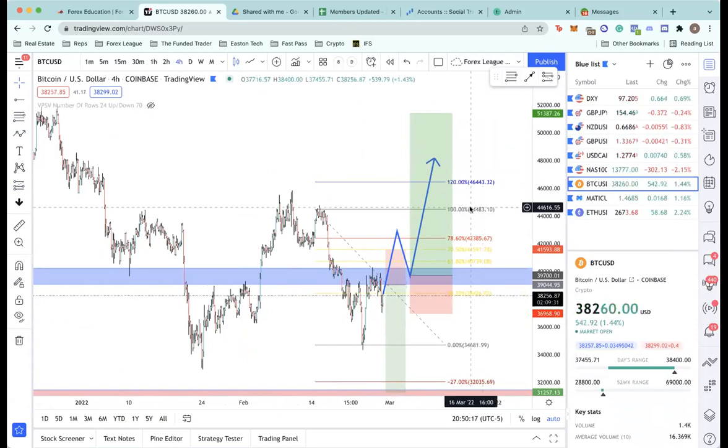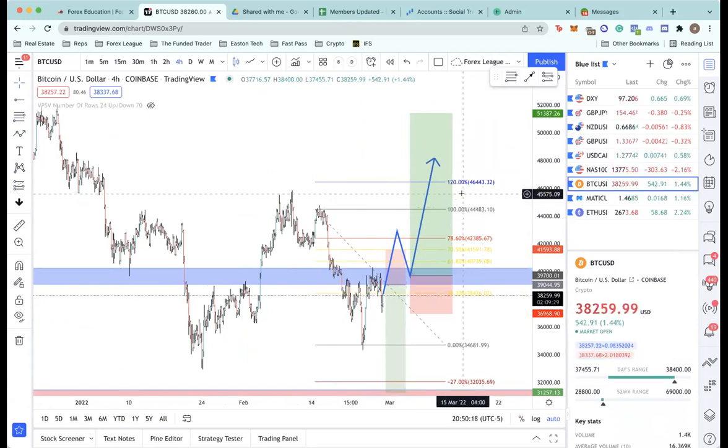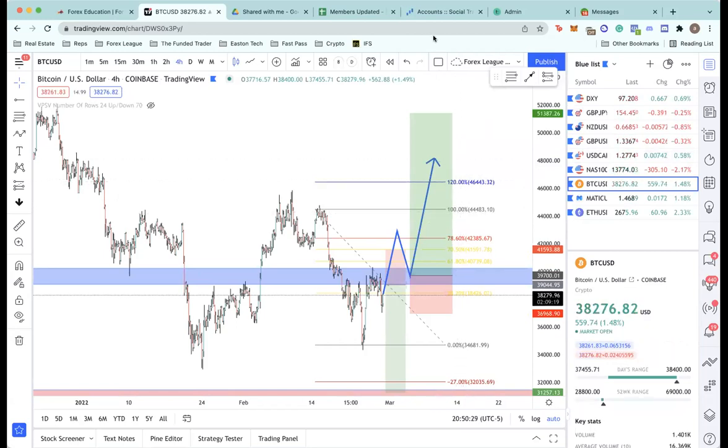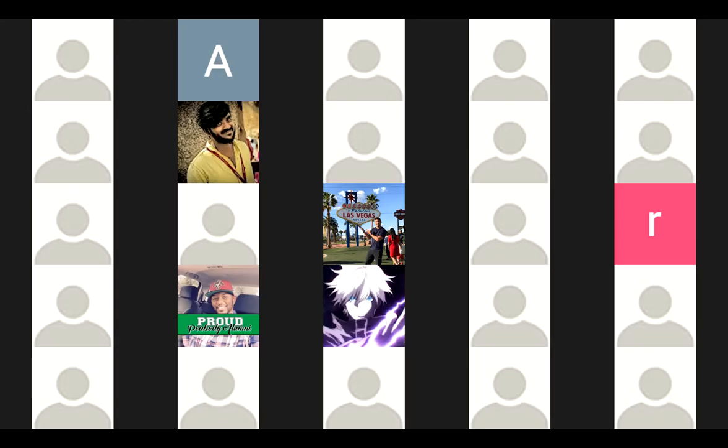So guys, that's all I'm going to cover for this week: BTC, NAS 100, USD CAD, GU, NU, and GJ. Like Nick said, all of this analysis is posted inside of the Telegram and inside of the Discord as well. If you guys aren't in there, I 100% suggest you join.